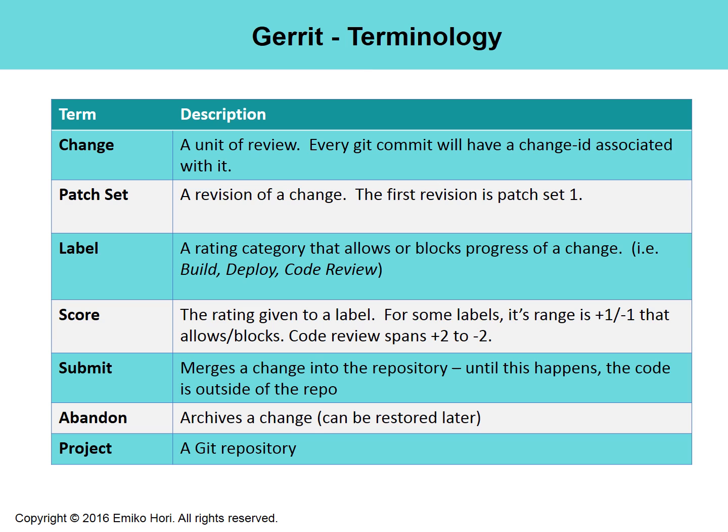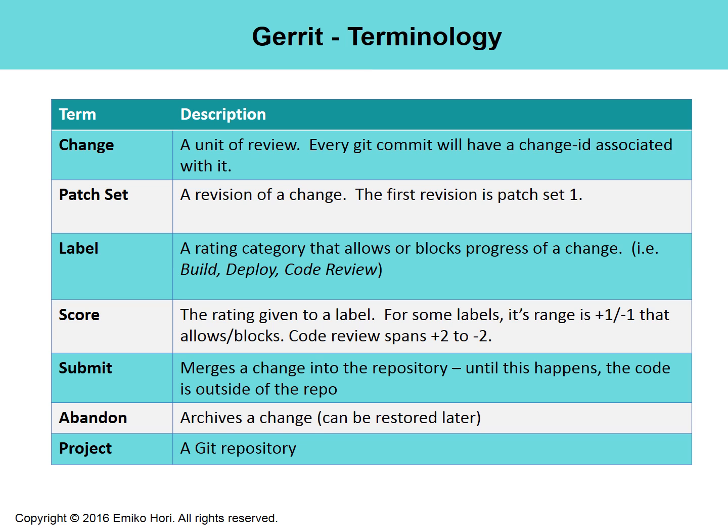Now let me go over some of the terminology of Gerrit. The term change means a unit of review. Every Git commit will have a change ID associated with it. Do you remember the change ID? Yes, each commit has that unique identifier, and you can associate that number when you go to the Gerrit UI.